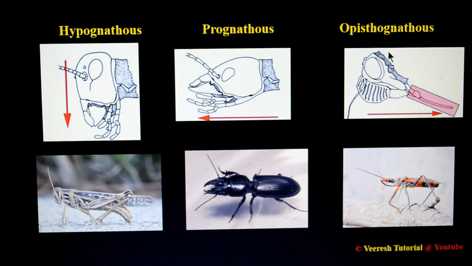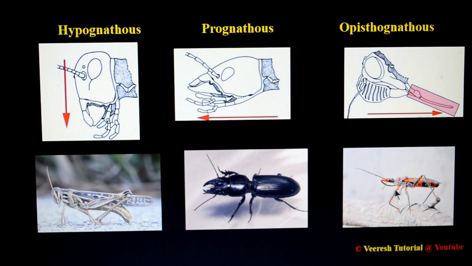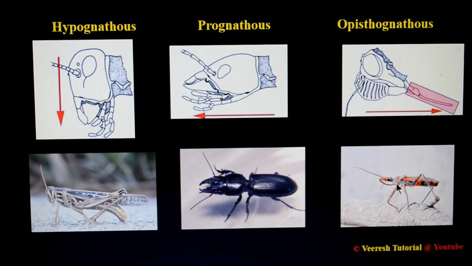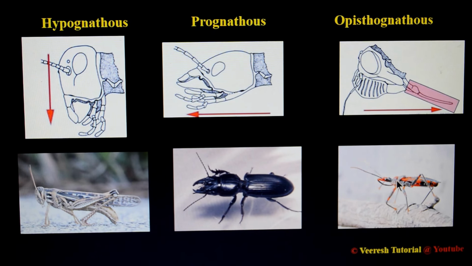So the last one is Opisthognathous type of head. It is also called Opisthorhynchous type of head orientation or hemipteroid type because it is present in hemipteroid groups like bugs. So here the head is deflexed and mouth parts are held in between the four legs, you can see here. So head is deflexed and mouth parts are directed backward, projected backward and held in between the four legs.